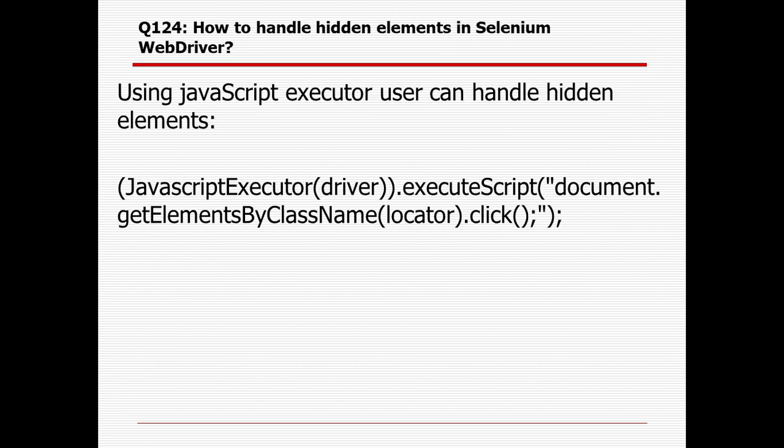How to handle a hidden element in Selenium WebDriver? So it is an important aspect, right? You can see that in the web page there are a lot of elements, hidden elements are there, but sometimes if you want to search those hidden elements, you can do it, right? You need to use the JavaScriptExecutor to find the hidden element. So that is the syntax: JavascriptExecutor, pass the driver dot executeScript, document dot getElementByClassName, and you give the locators and dot click, so that it will give you all the hidden elements. That's how you can handle hidden elements in any web page.